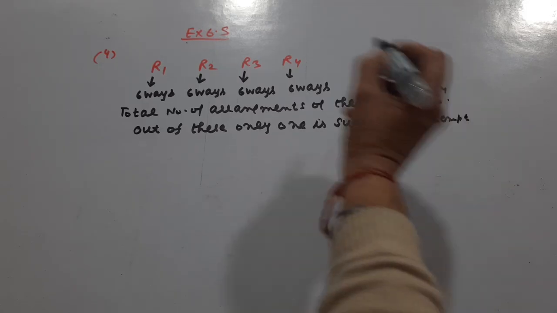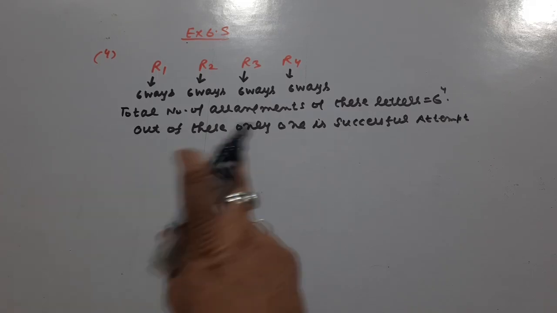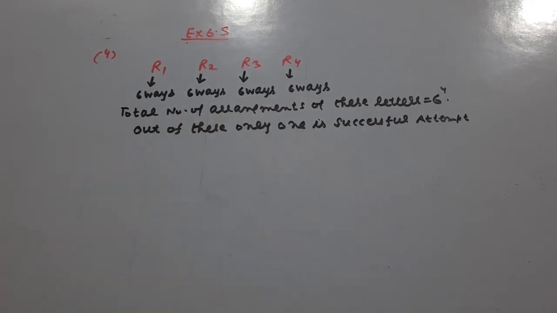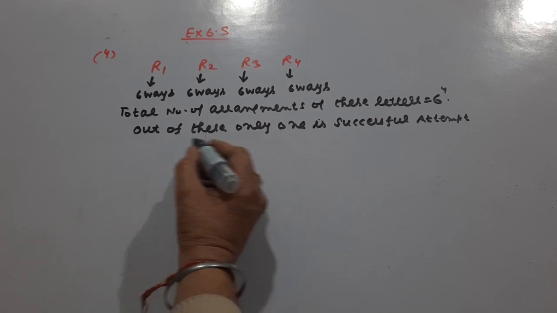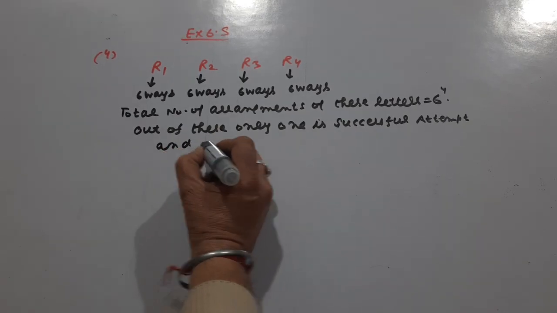हमारे पास टोटल अरेंजमेंट्स बने हैं 6 पावर 4, और उसमें से हमारे पास एक अटेम्प्ट ऐसा होगा जो सक्सेसफुल होगा, मींस उससे जो हमारा लॉक है वो ओपन हो जाएगा. So students, one is successful attempt and rest are unsuccessful.